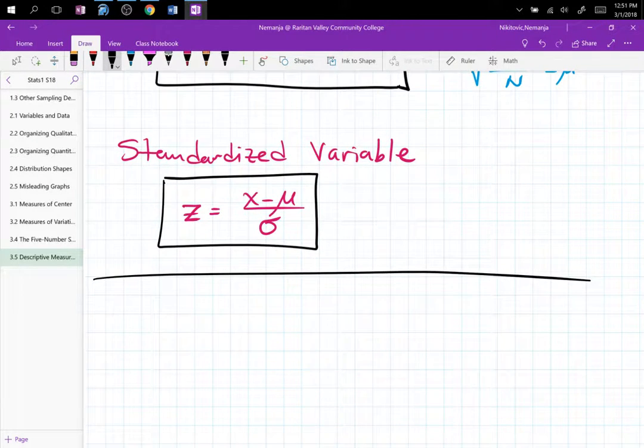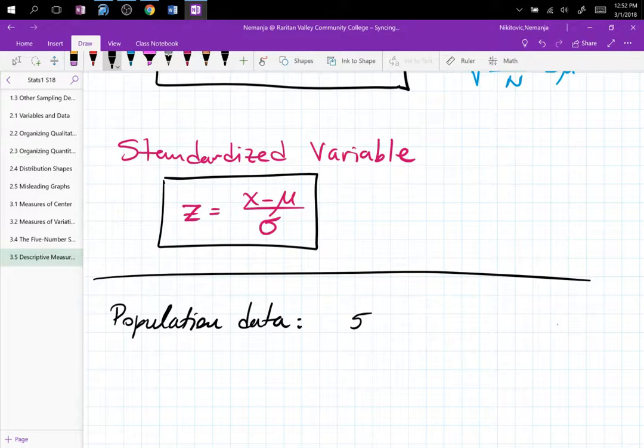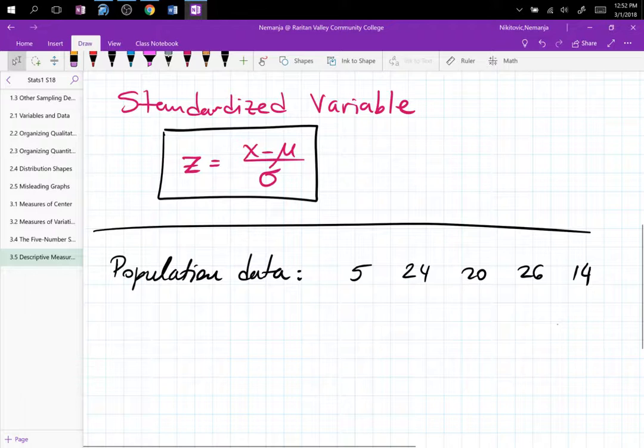Now I would like to get a population data set and work on all of these concepts so that they will make sense. Here's some, I'm just going to pick whatever numbers. So this is the population data. We don't even care what they represent, it's just numbers so we can go through our calculations. The data is given as 5, 24, 20, 26, and 14. That's the data.